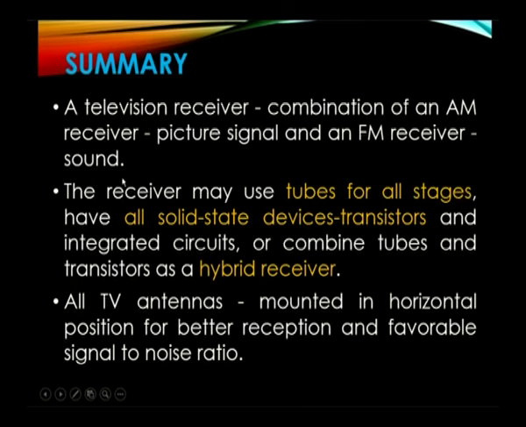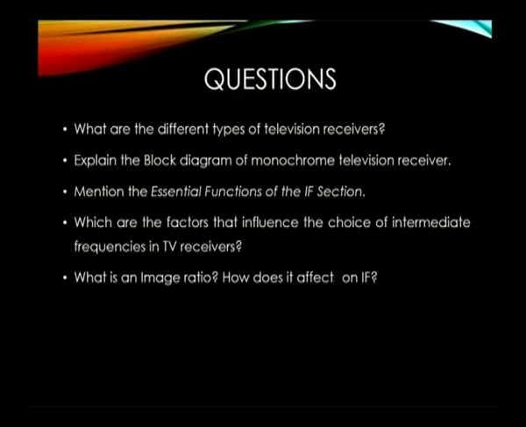Let us have a quick summary. In this session we discussed television receivers, and the different types of receivers, that is all tubes, all solid state devices, and also hybrid receivers. We have already gone through the block diagram of the monochrome receiver in detail. Some of the questions regarding this session are: What are the different types of television receivers? Explain the block diagram of a monochrome television receiver. Mention the essential functions of the IF section. Which are the factors that influence the choice of intermediate frequencies in TV receivers? What is an image ratio? How does it affect the intermediate frequency?